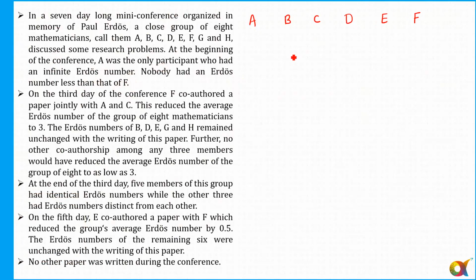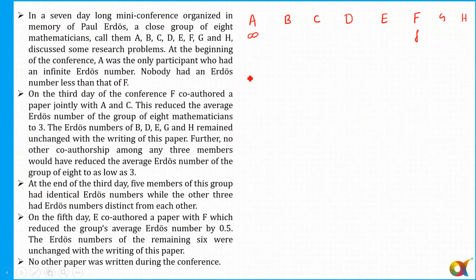A was the only participant who had an infinite Erdős number. So the Erdős number of A is nothing but infinite, and the Erdős number of F is, let's say, F. And there are two more persons, G and H. So the rest of everyone has got an Erdős number. Nobody had an Erdős number less than that of F.